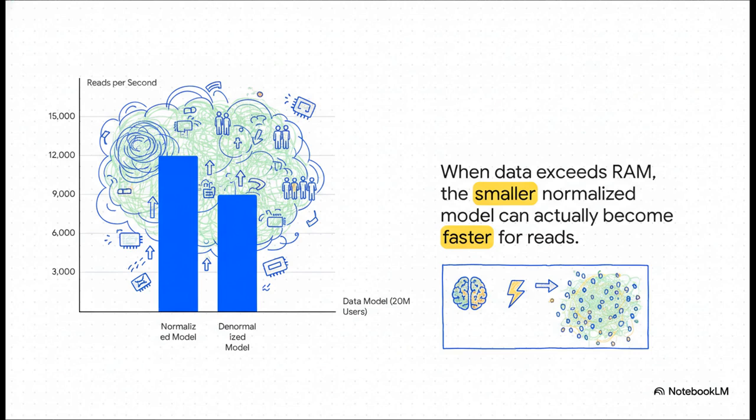But check this out, because here's a totally counterintuitive twist. You'd think that the denormalized model would always be faster for reading data, right? I mean, that's the whole point. Well, not necessarily. Take a look at this benchmark. What happened here is that as the user base got huge, the bloated, denormalized data got so big it couldn't fit into the computer's memory anymore, and its performance just tanked. Meanwhile, the smaller, leaner, normalized model stayed in that super fast RAM and actually ended up being faster. It's a huge lesson about what happens at scale.